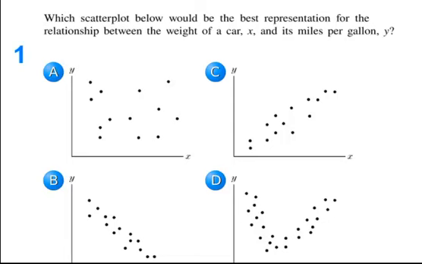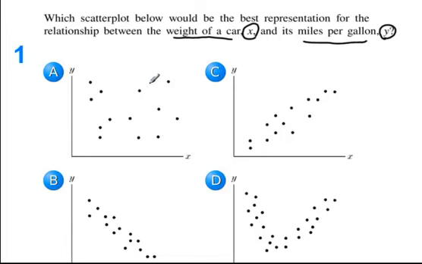Number 1, which scatter plot below would be the best representation for the relationship between the weight of a car and its miles per gallon? So the weight of the car is the x-axis, miles per gallon is the y-axis. So we have three types of scatter plots. One with a positive correlation where both the sets of data increase. If one goes up, the other one goes up. And negative correlation where when one goes up, the other one goes down. And then no correlation where there's nothing to do with each other.